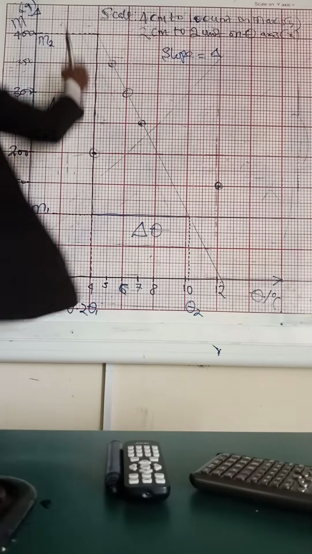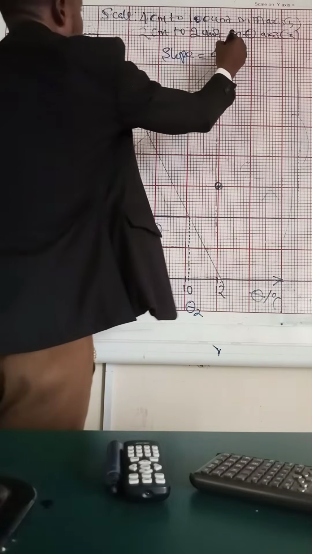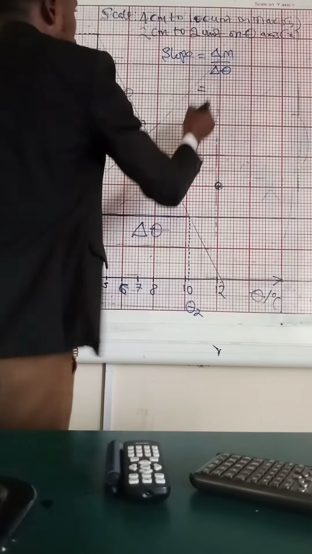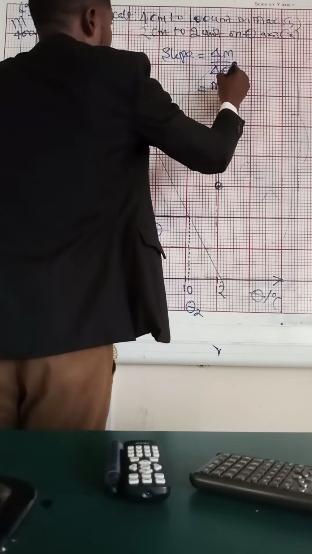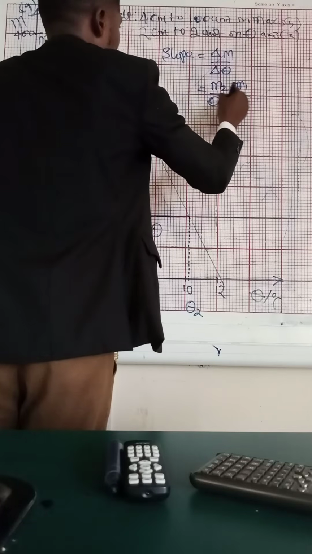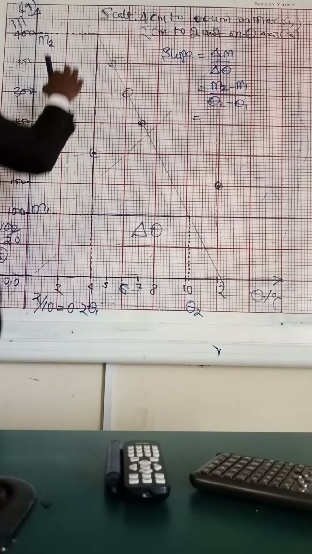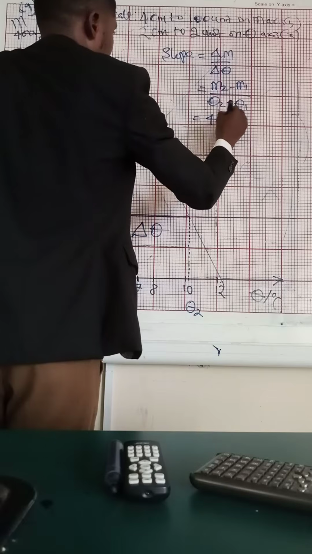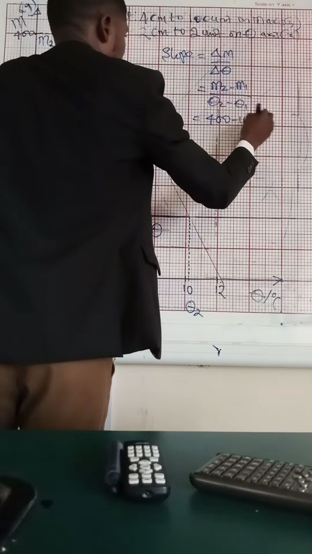So this is changing, this is changing this. So our slope now is what? Change in m divided by change in theta, which simply means m2 minus m1 divided by theta 2 minus theta 1 on the graph. If you do that, your m2 here is 400. So this is 400. 400 minus m1. Your m1 is 100. You have 100.